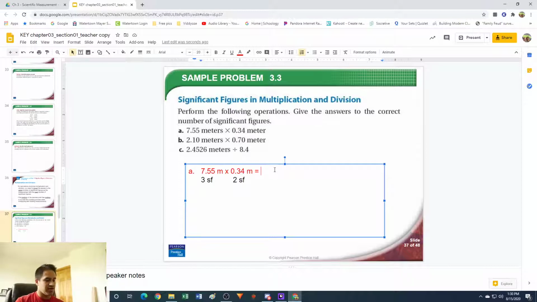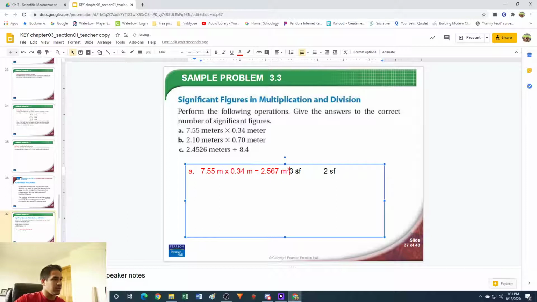So if I do this again on a calculator, 7.55 times 0.34, my calculator tells me 2.567, and technically this would be squared meters. Okay, meters times meters is squared meters. But this is what my calculator tells me. I cannot keep it this way though. I need to round this answer to 2 significant figures. So the first 2 sig figs are the 2 and the 5.